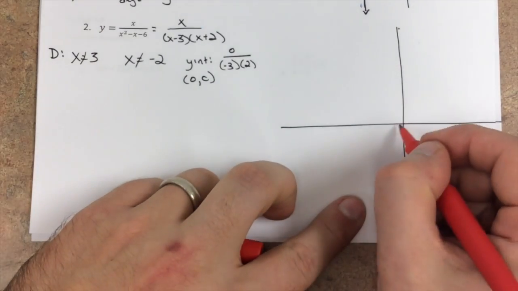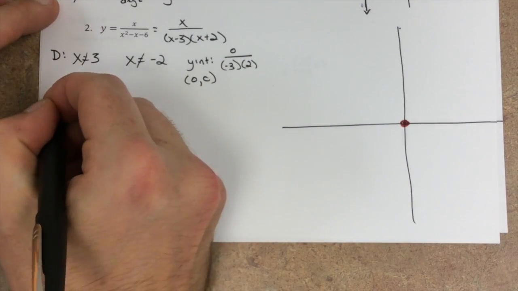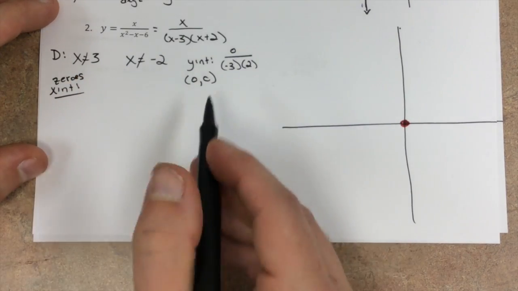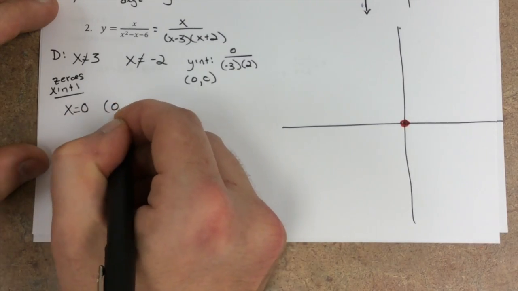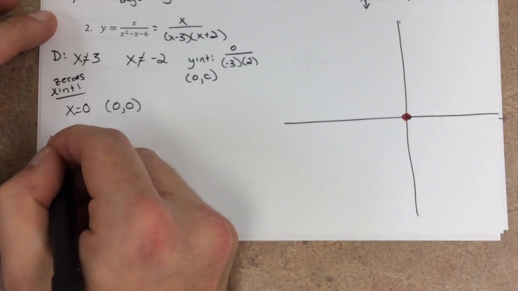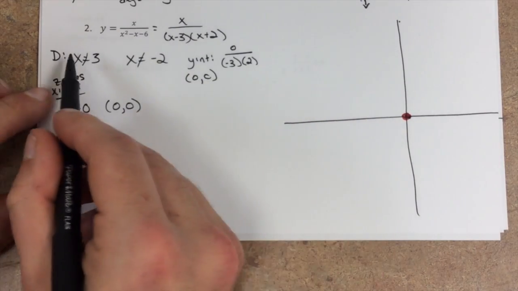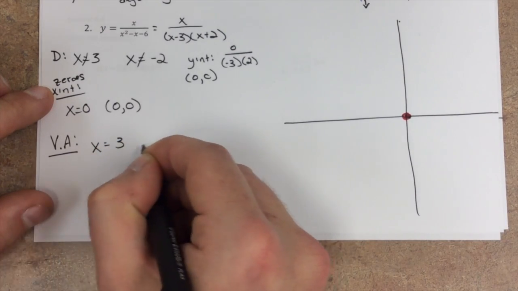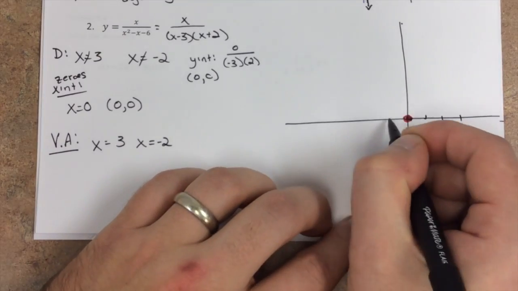So let's graph that. Next up, my x-intercepts, my zeros. What am I going to do? I take the numerator, set it equal to 0. So my x-intercept is at 0, 0. Already got that, so I'm done. Next up, vertical asymptote. What makes my denominator equal to 0? Well, we already have it done. So I write x equals 3, x equals negative 2. Graph those. 1, 2, 3, 1, 2.